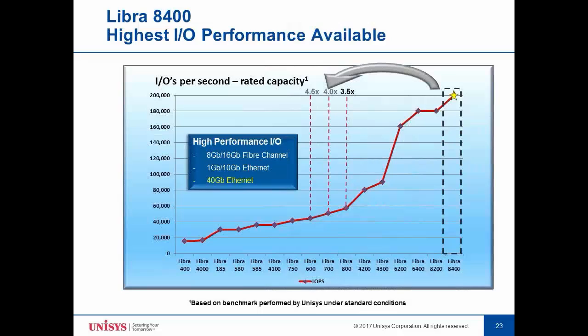The I/O performance, again, for the 8400 matches the high levels of performance that we maintain within the MCP environment. We support up to 200,000 I/Os per second on the Libra 8400, which again is well over 3 times that which was supported off of our largest CMOS configurations.